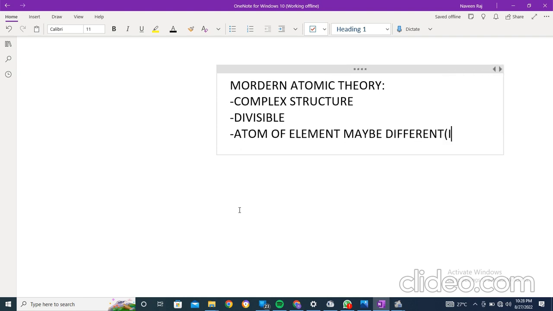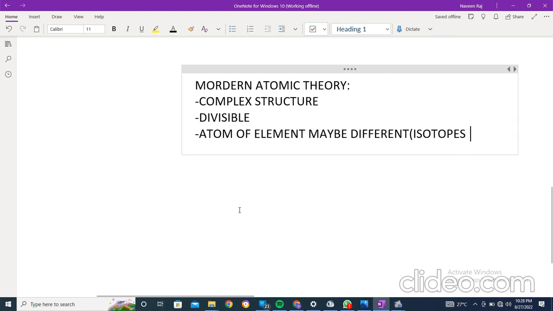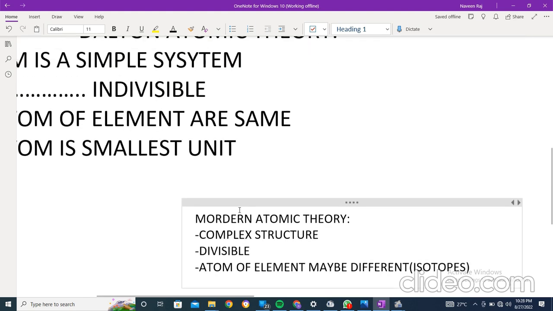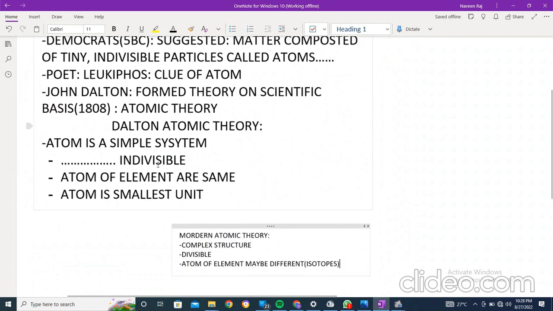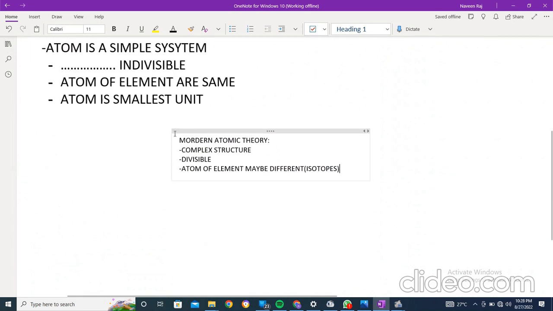What does that mean? That means isotopes, the ones having the same atomic number but different mass number, right? It was also found that atom has around 35 further particles. So you can simply understand the differences between the both. Here we said atom is indivisible; here, atom is a complex structure. Here we said atom is divisible. Here we said atom is smallest; here we are saying that it is not the smallest.